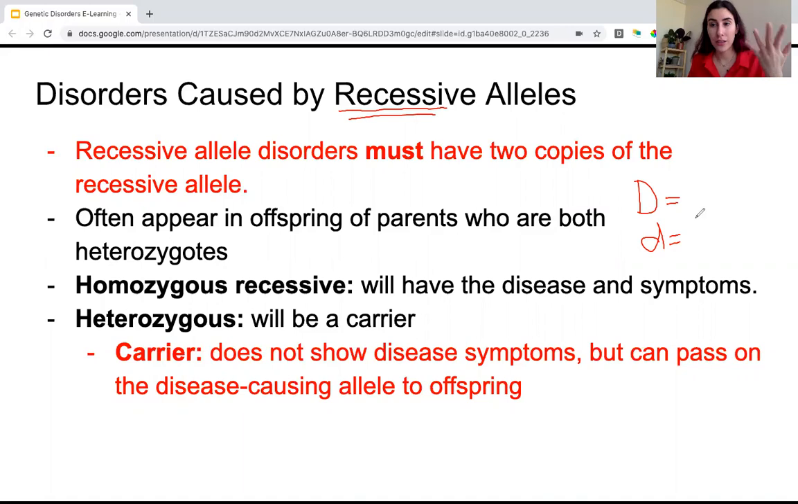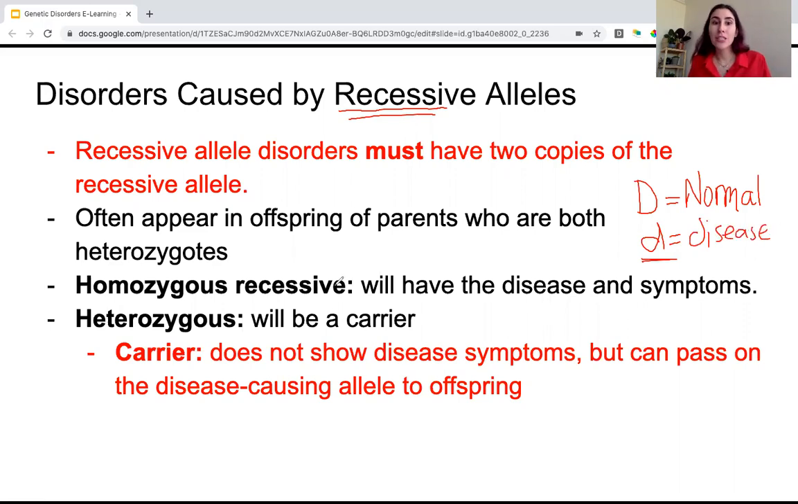Capital D, the dominant allele, means the person is normal. Because remember, this is a recessive disease, and we represent recessive alleles with lowercase. So lowercase d, the recessive allele, is going to mean that the person will have the disease.